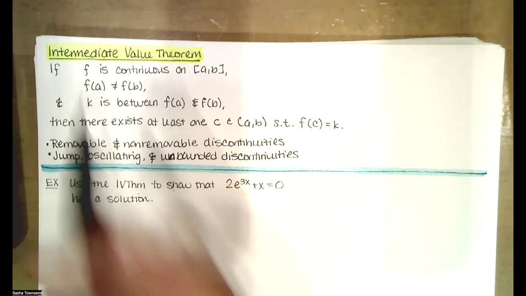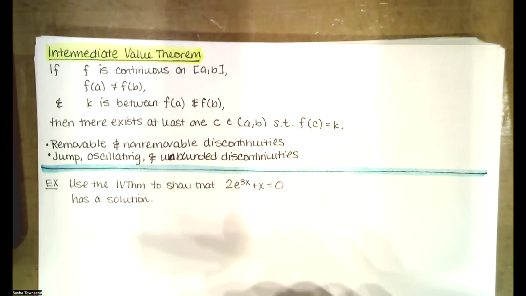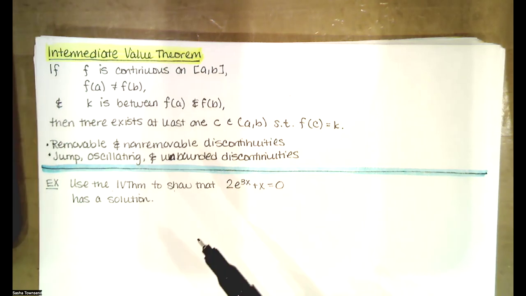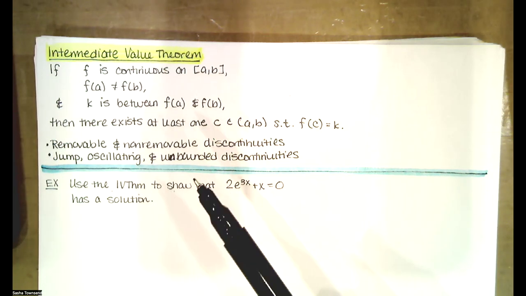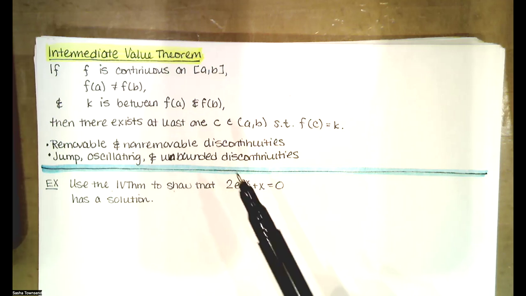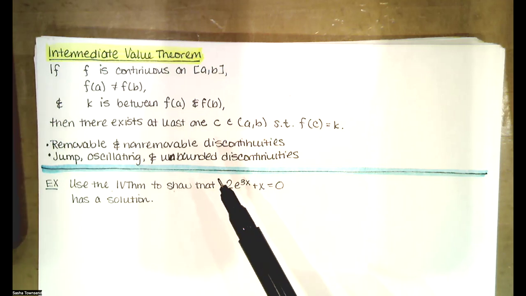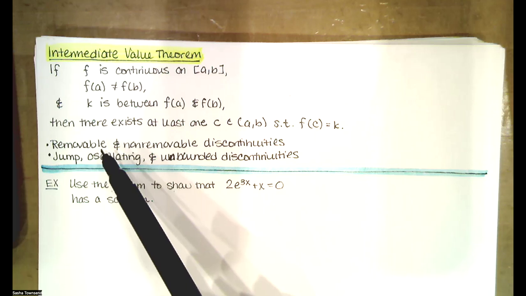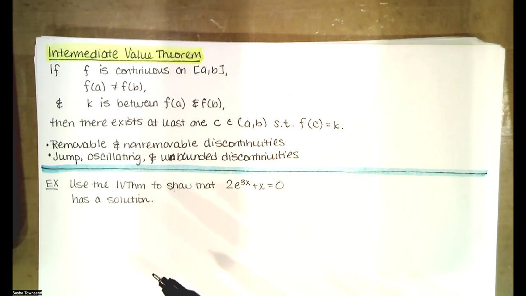In this video, we discuss the intermediate value theorem. We'll look at some examples as well, and we'll use this as an opportunity to discuss some types of discontinuities. We've discussed these before, but we haven't labeled them. We'll define the terms removable and non-removable discontinuities, jump discontinuities, oscillating, and unbounded discontinuities.